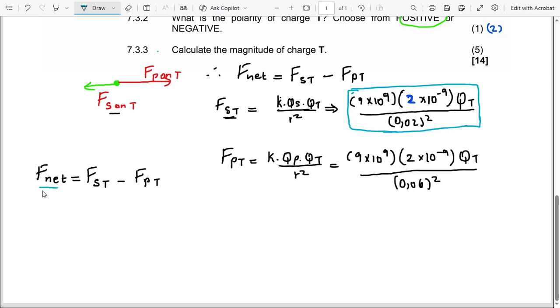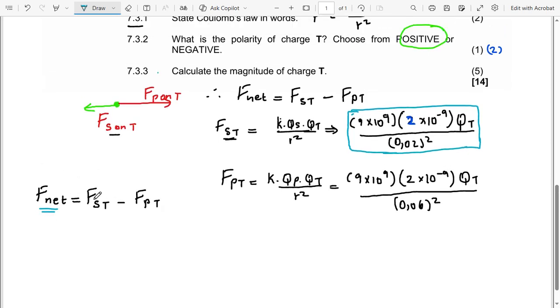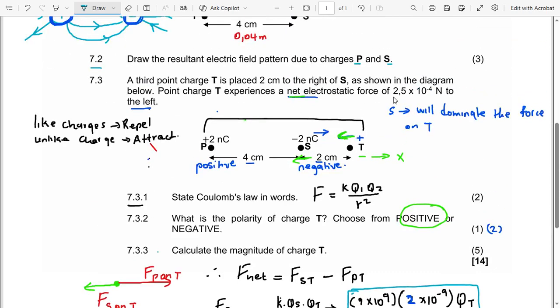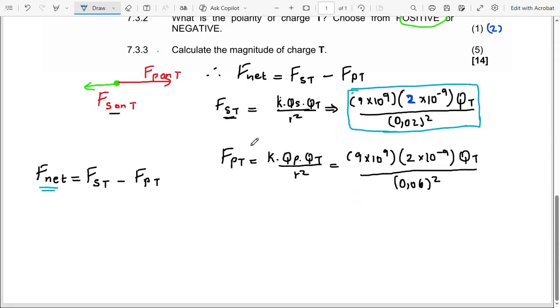First thing first, I can also substitute F net. If you go back, we were given that the F net is 2.5 times 10 to the power minus 4. That's my F net. 2.5 times 10 to the power minus 4 is equal to the electrostatic force of S on T, that's 9 times 10 to the power 9. I know, too much work, right? But we need those 5 marks.